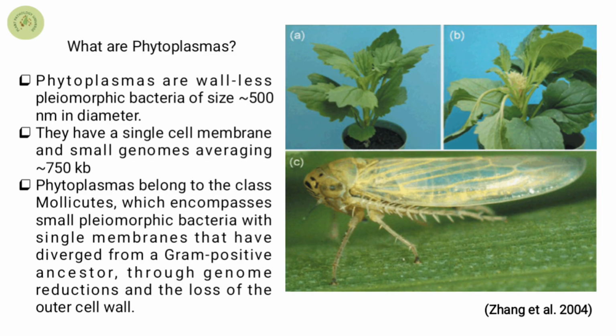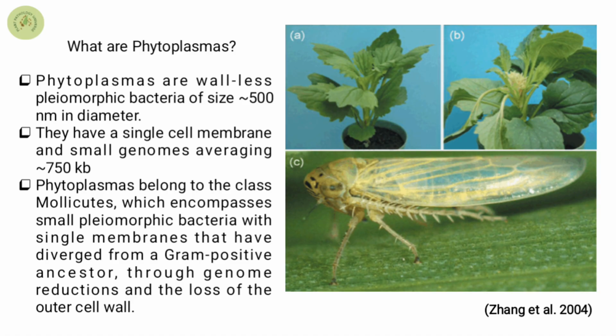Generally they have a small size, around 500 nanometers in diameter, and a small genome, around 750 kbs. They also belong to the Mollicutes, under the domain bacteria. And they belong to gram positive bacteria because their ancestors were gram positive bacteria, so they should have that character. But because of certain changes, they do not have the wall structure like that of bacteria.